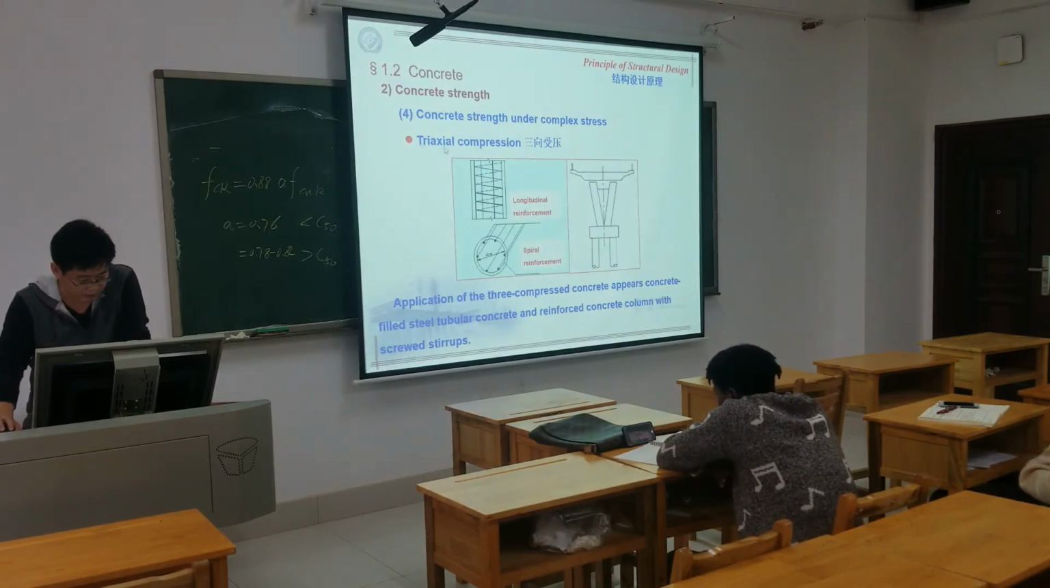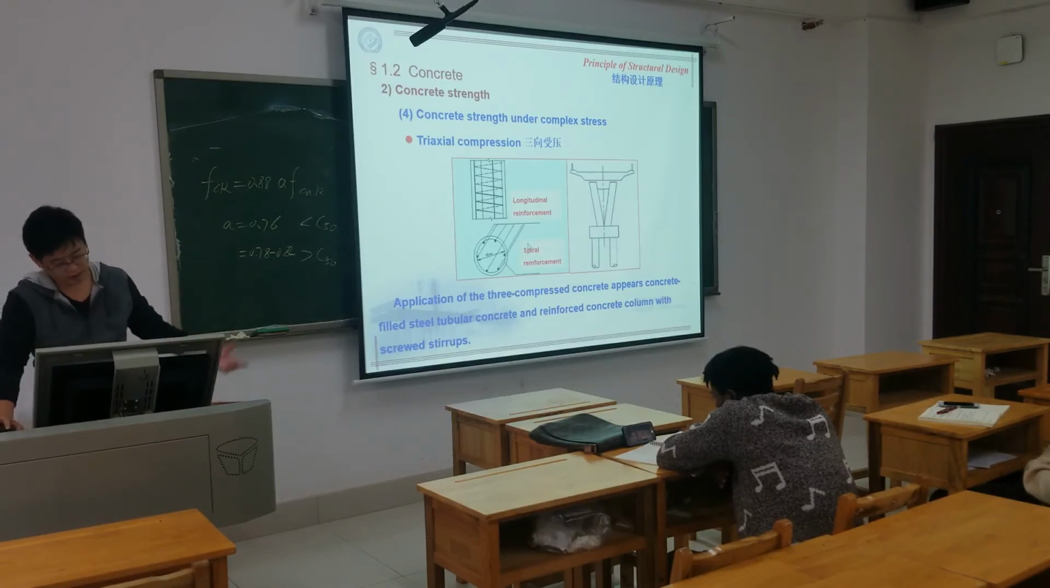So this is another case, triaxial comparison. Here these three comparison concrete appear: concrete-filled steel tube concrete and the reinforced concrete column, mostly in the columns of bridges or piles, some structure like this.